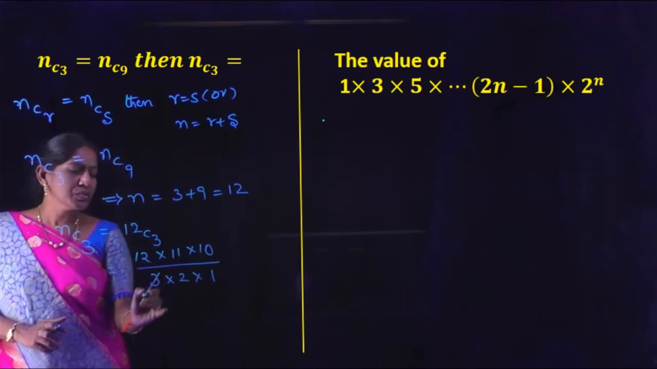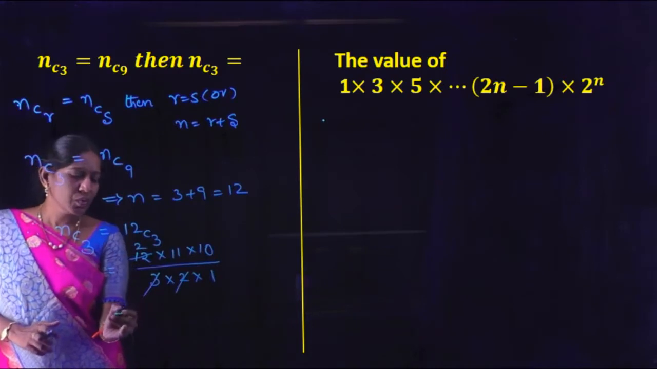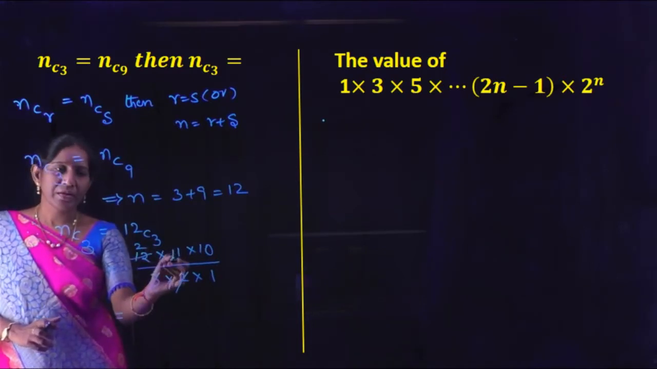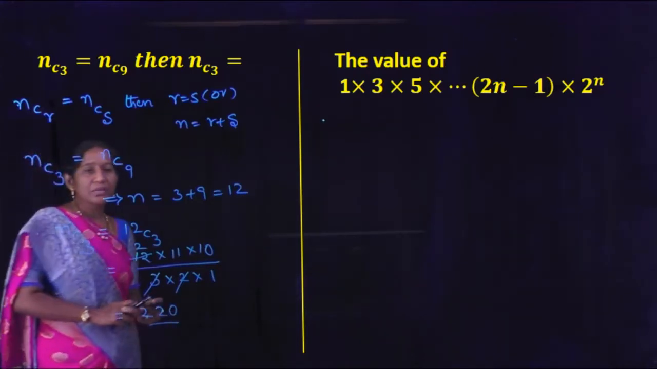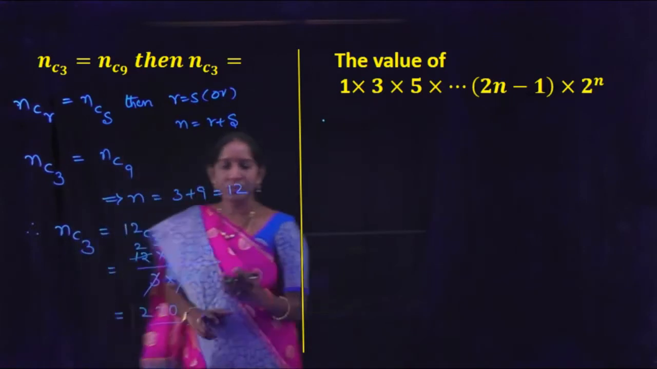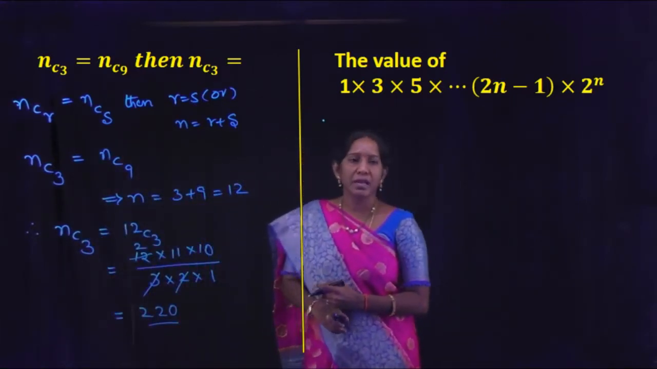3 into 2 is 6. 6 two times gets cancelled, 12 is there. So, 2 into 11, 22. 22 into 10, that is 220. Therefore, the value of nC3 for this problem is 220. Come to the next problem.